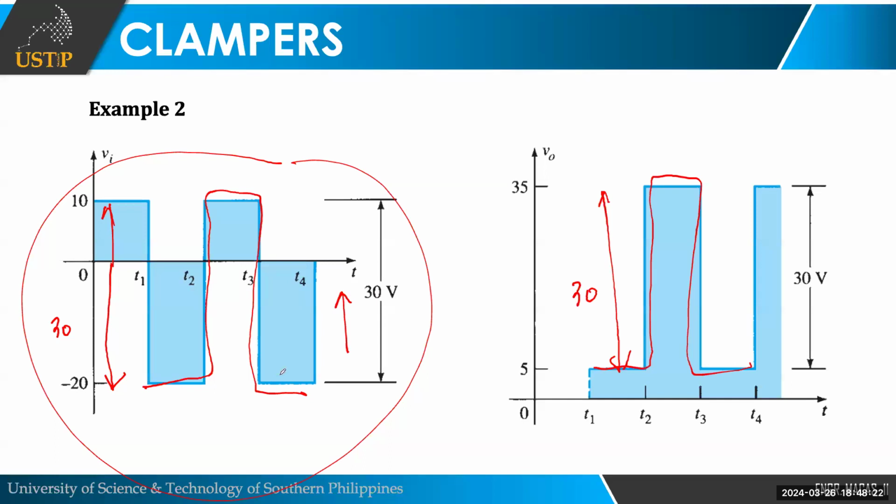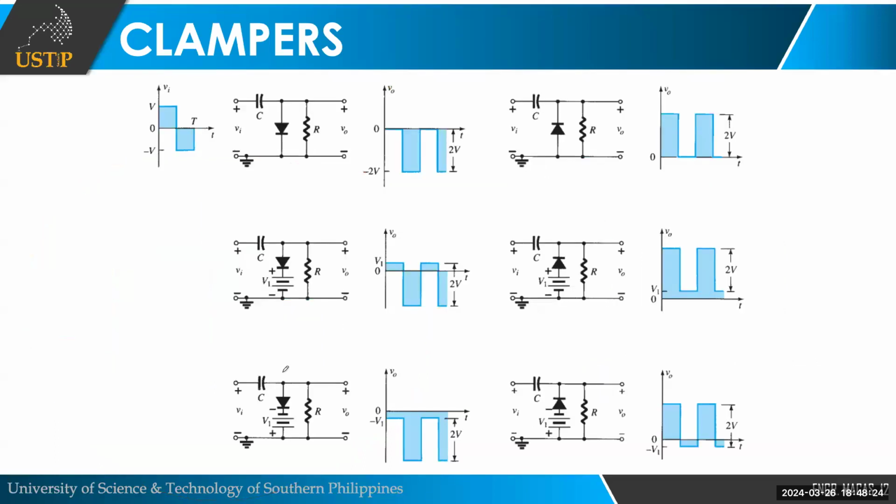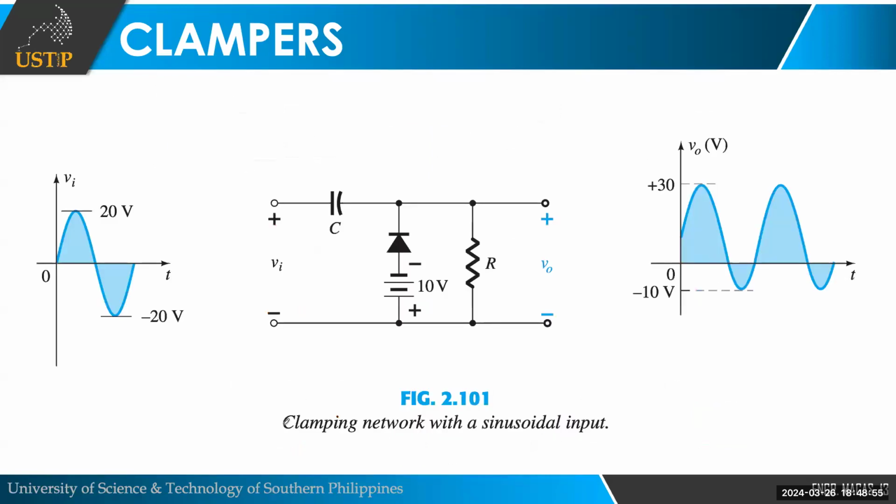So that would be all for the biased clamper. There are different kinds of biased clampers. If you change the bias voltage placed in series with your diode, or reverse the diode, you will have a different look for your clamper. But the concept still holds, that you're shifting the waveform without changing the output swing of the input signal.